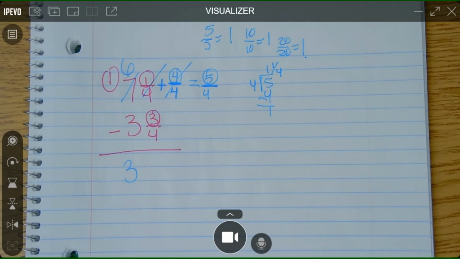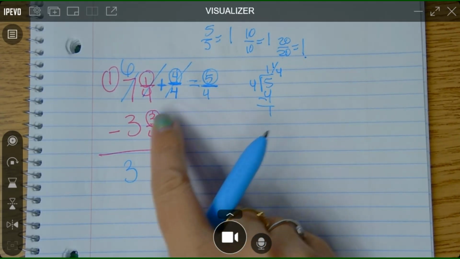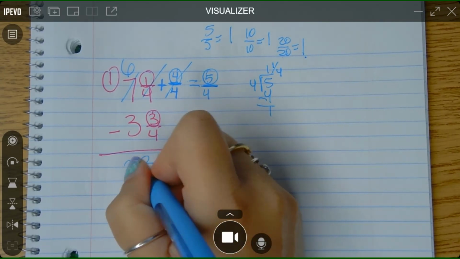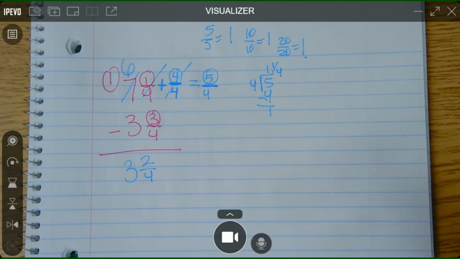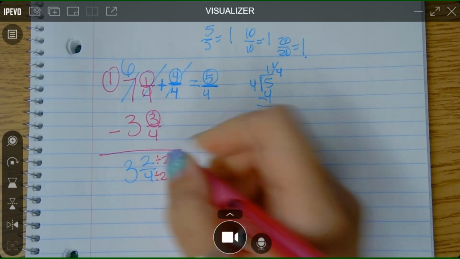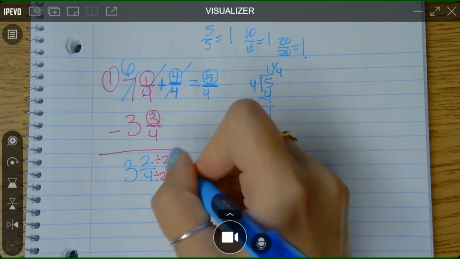Why did I do that? So that then I have a big enough numerator to subtract 3 from. 5 minus 3 is 2. Now go ahead and reduce that. And what's your final answer?